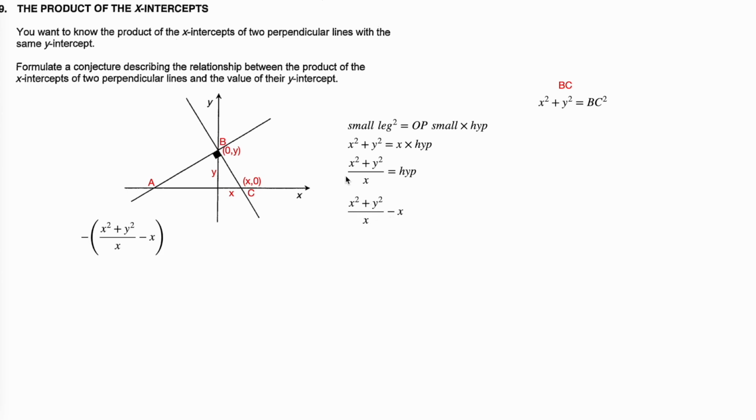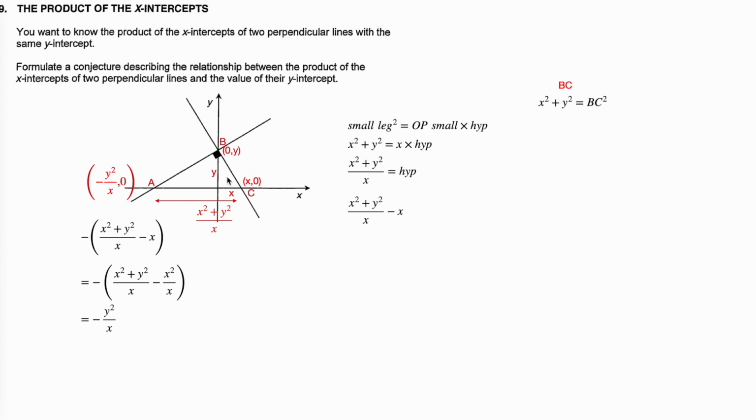And this is negative. It's going to be this length with a negative in front of it. To get a common denominator, I'm going to multiply the top and bottom by x. This whole length is x squared plus y squared divided by x. I'm getting a common denominator, multiply the top and bottom by x, add those together. I have x squared plus y squared minus x squared gives me y squared over x. With a minus in front of it, minus y squared over x. This point is minus y squared over x, comma 0.